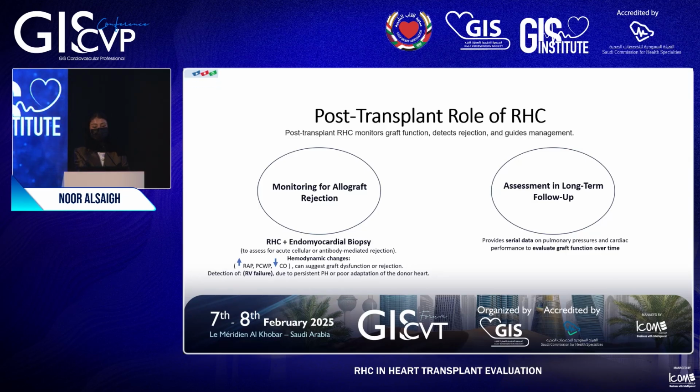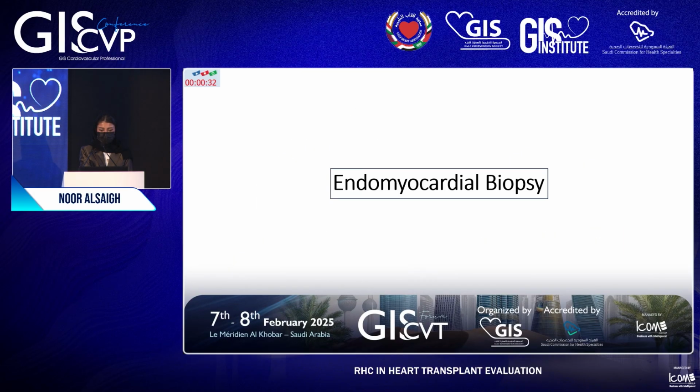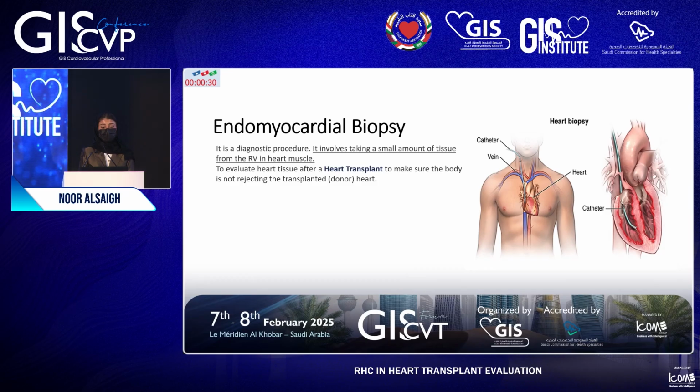So for monitoring allograft rejection, we need to evaluate hemodynamics. We need to check the RA pressure and wedge pressure. If they are elevated or if the cardiac output is severely reduced, this is a sign of rejection. And we also do a diagnostic procedure called myocardial biopsy, which involves taking a small amount of tissue from the RV heart muscle to evaluate the heart tissue after heart transplant, to make sure the body is not rejecting the transplanted heart.